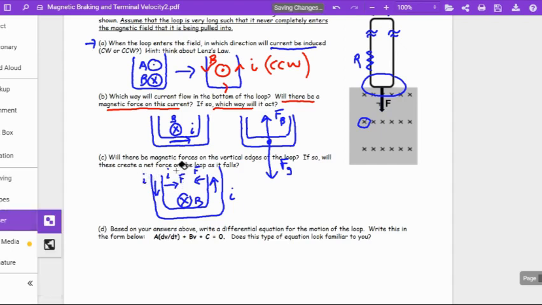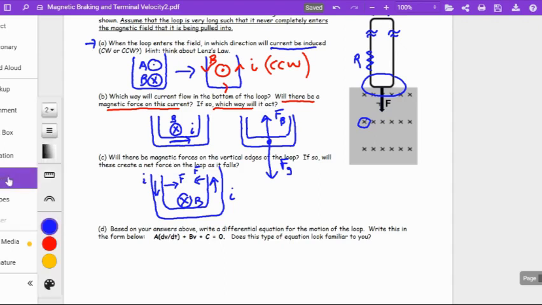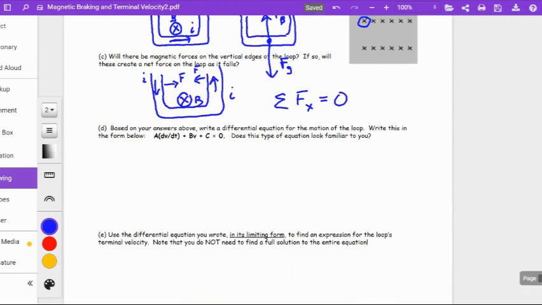Keep these straight. There. And so, yes, there are forces that act on the sides, but the sum of the forces in the x direction is equal to 0. So they cancel. So they don't really do anything. So really the only interesting part here is this bottom part of the wire, right? That's the part that's experiencing that force.